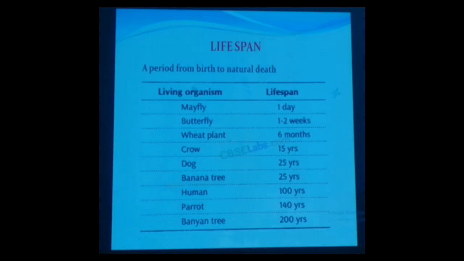So there is a list of organisms, and the lifespan of those organisms have been mentioned in this table. All the life processes are exhibited by the living organism during this lifespan. These examples: mayfly lives for 1 day, butterfly for 1 to 2 weeks, wheat plant for 6 months, crow for 15 years, dogs usually 15 to 25 years, depends. Banana tree 25 years, human like 100 years, and in many cases it may increase also. Then parrot usually 140 years, banyan tree it is 200 years.